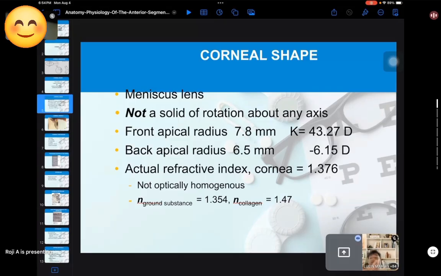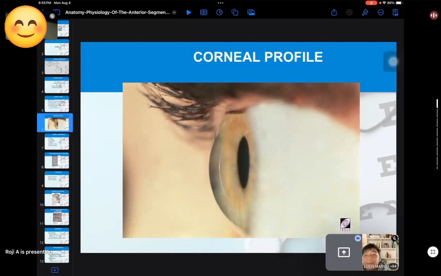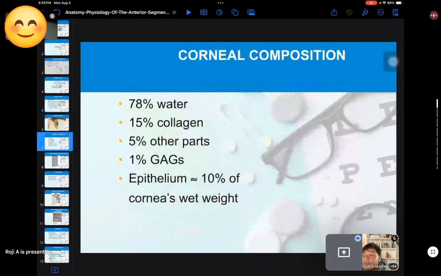So this is not optically homogeneous because again, the cornea has how many layers? Wait, how many layers? Five, Doc. Okay, six. Five. Six if you add Dua's layer, correct? All right. So the N represents the ground substance, or the GAG. So the GAG is ground substance. And of course, the collagen. As you can see here, this is your corneal profile.